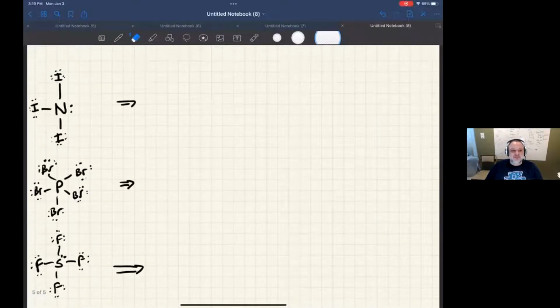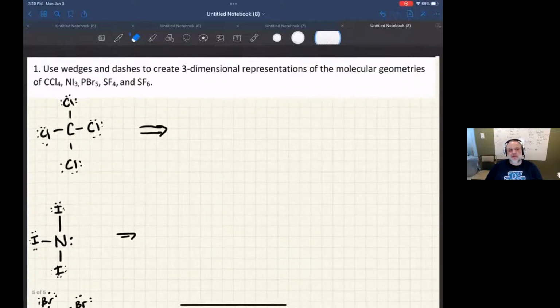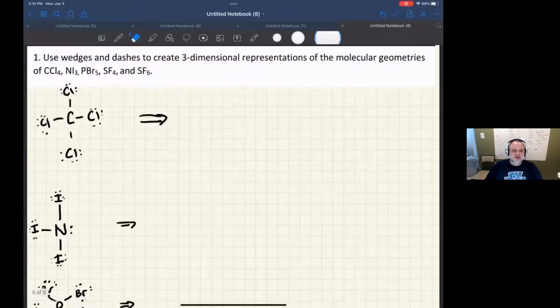And if you're still having problems with Lewis structures, then get with your professor, get with your instructor, and figure out how to remediate that issue, because you really do have to be able to draw the Lewis structure here. Once you've drawn the Lewis structure, then you have to examine it and consider what the geometries are. The geometries then can be represented in three dimensions.